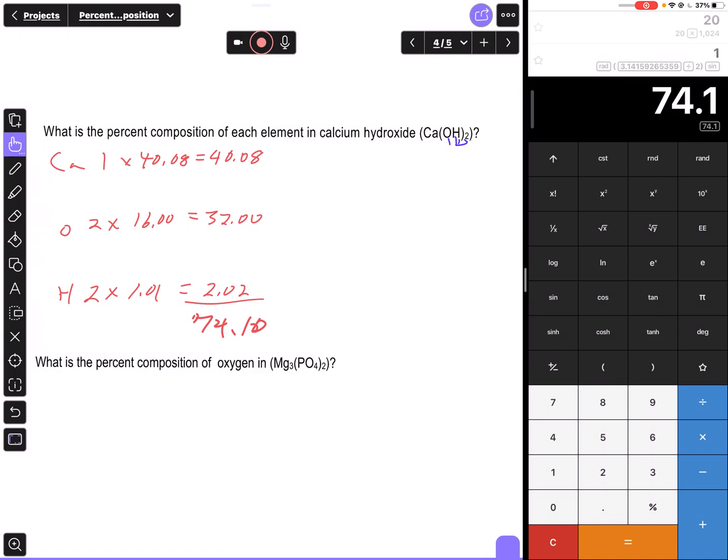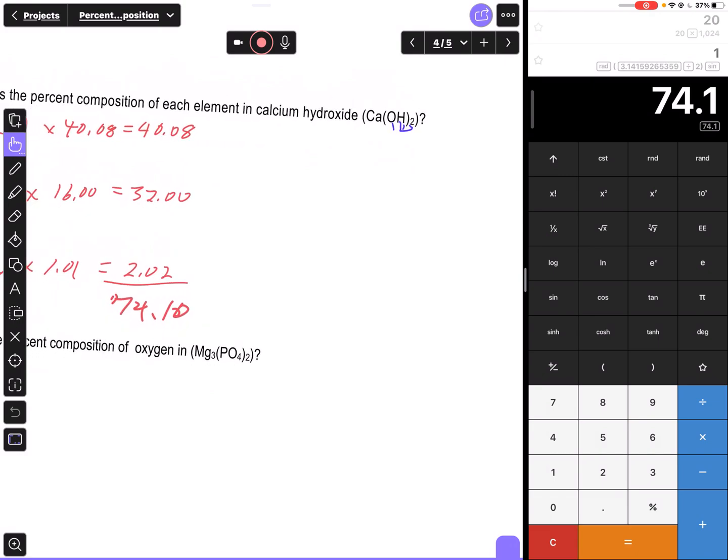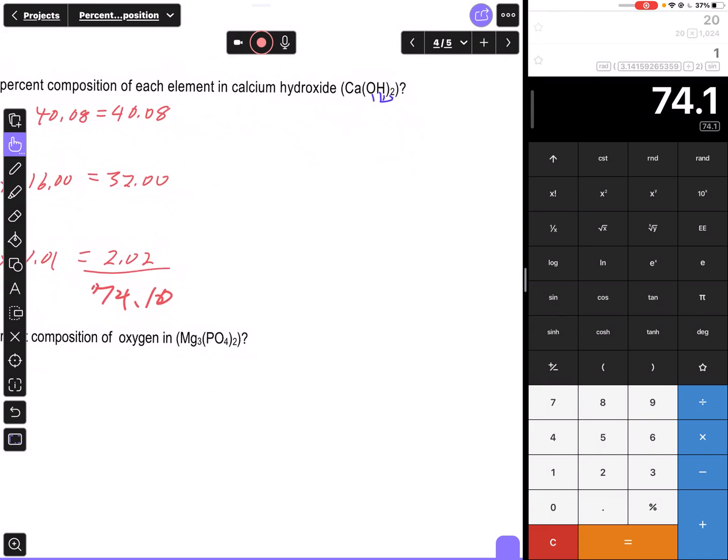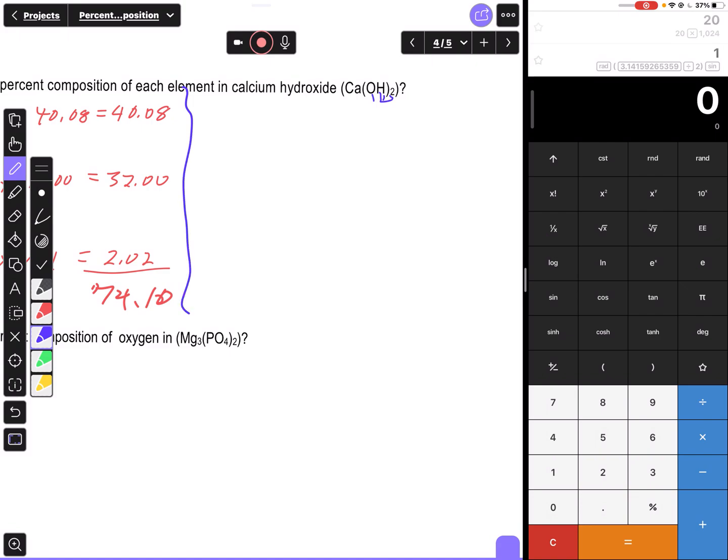So now I want to find the percent composition. We'll take the part and divide it by the whole. So for calcium, it's going to be 40.08 divided by the total, 74.10. Multiply it by 100 to get a percent.